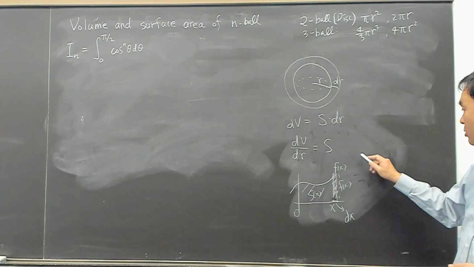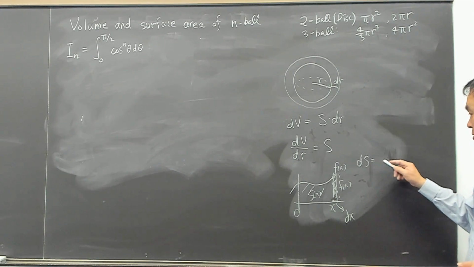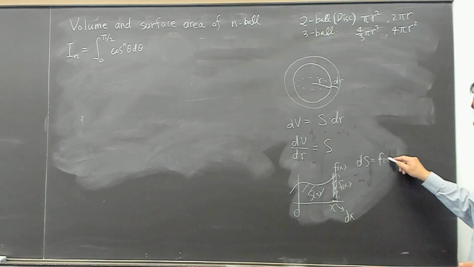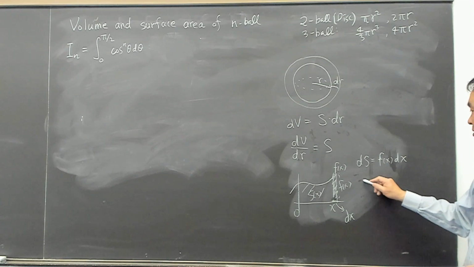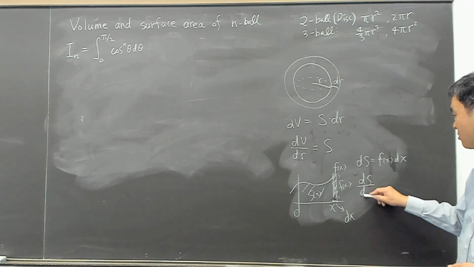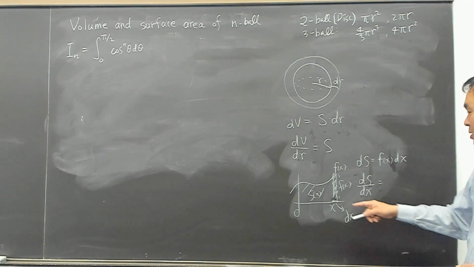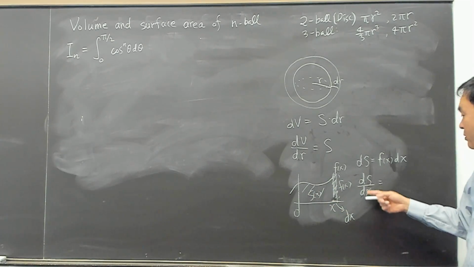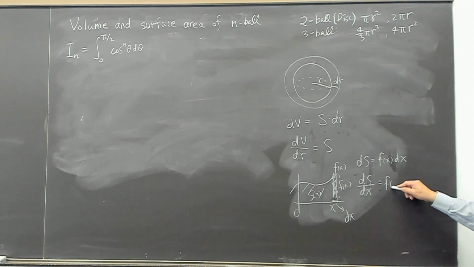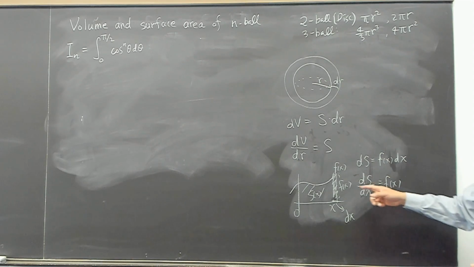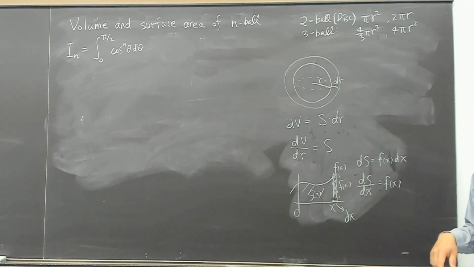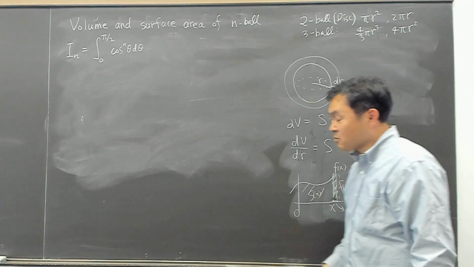So this portion, f of x times dx, gives you the extra area that s of x gains, so you end up with ds equals f of x times dx. And that's how you get the fundamental theorem of calculus: if you define the area function, the derivative of the area function is the function itself. In other words, the area function is the antiderivative of the function. That's basically the fundamental theorem of calculus.